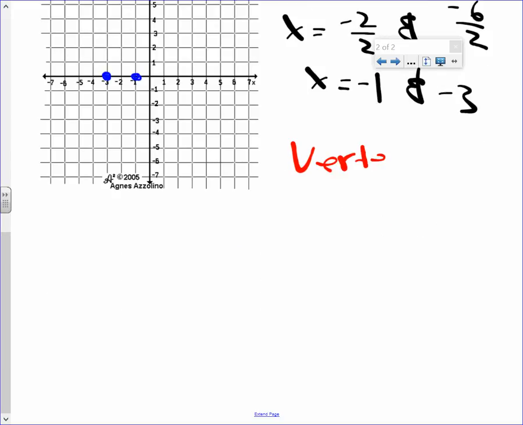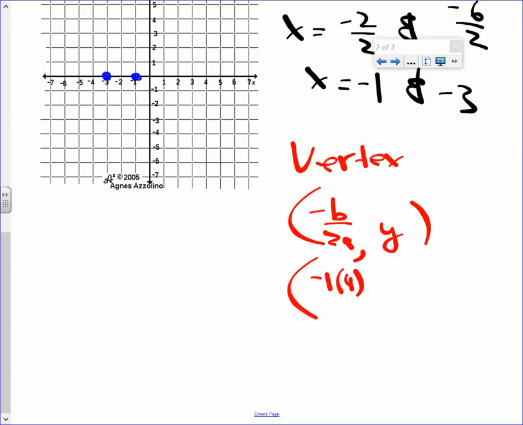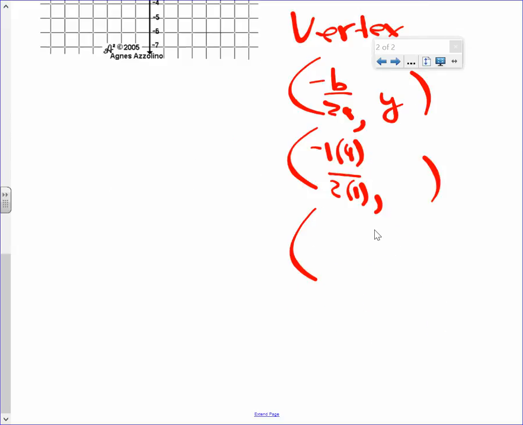Vertex time. Again, you should do this in your sleep. Vertex formula is -b/2a is your x coordinate, and then whatever your y coordinate is, right? Negative b really means -1 times b. b is 4 over 2 times 1. -1 times 4 is -4 over 2. -4 divided by 2 is -2. We're rocking and rolling. Let's find the y now.